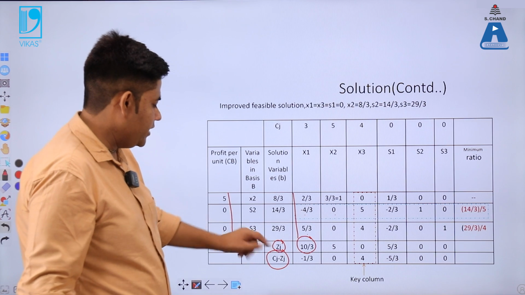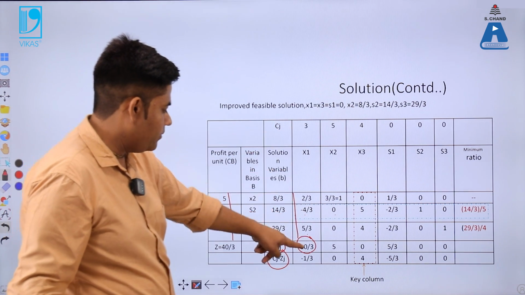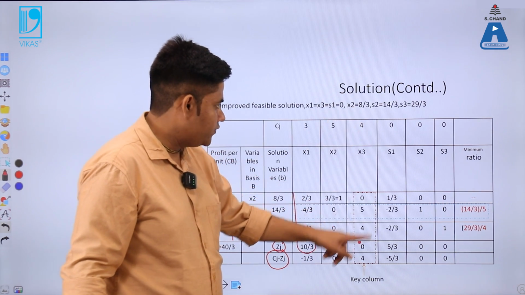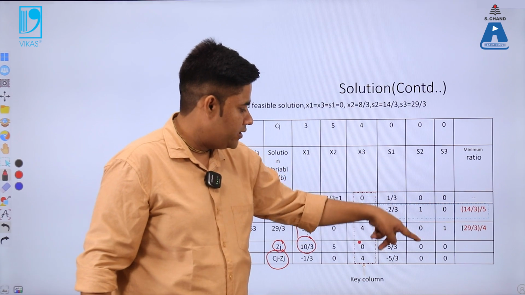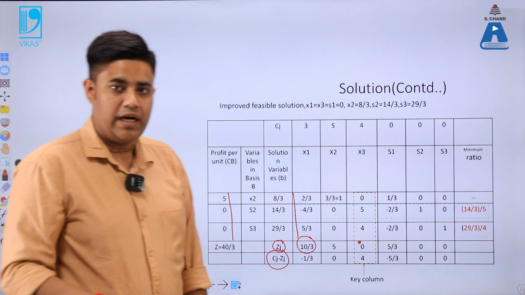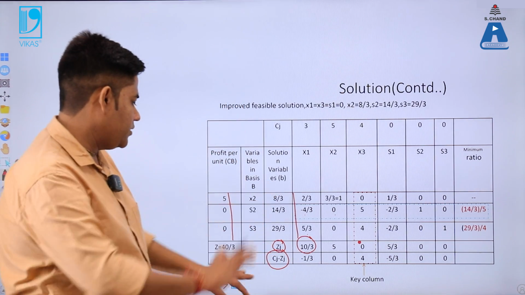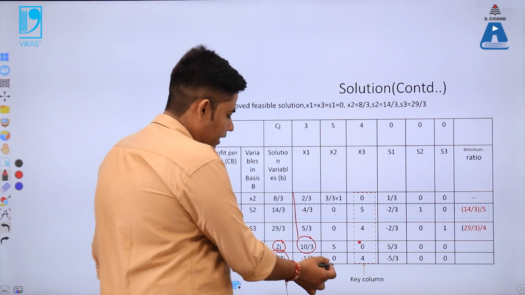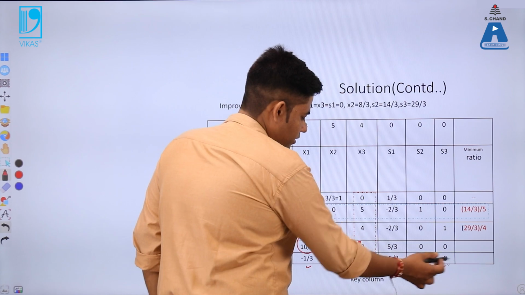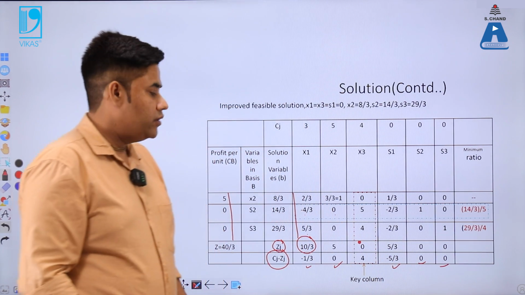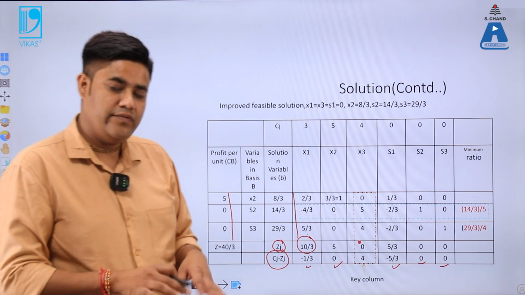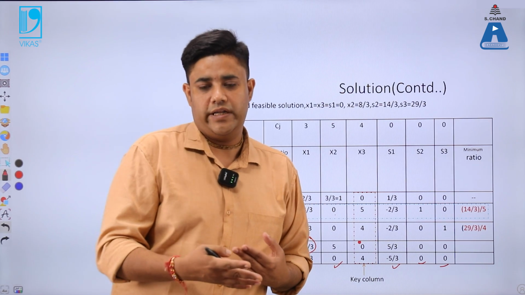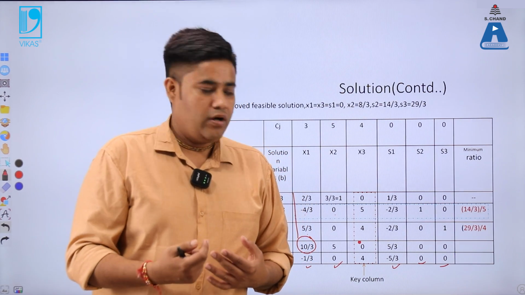Cj you have 3, Zj you have 10 by 3. So 3 minus 10 by 3 will give me a value which is minus 1 by 3. Then 5 minus 5 is 0, 4 minus 0 is 4, 0 minus 5 by 3 is minus 5 by 3, then 0, 0. Here what was our aim? Our aim is to get all these elements of Cj minus Zj as either negatives or zeros. So here we have got this negative, this 0, this negative, these zeros, but this is problematic. Till the first iteration, we have not got all these elements as zeros or negative. So we have to perform one more iteration in order to get an optimal solution.